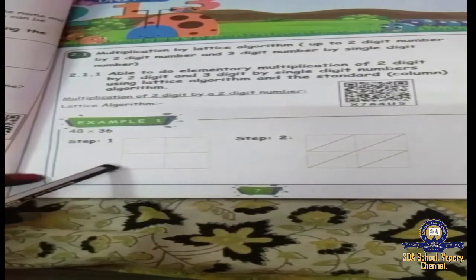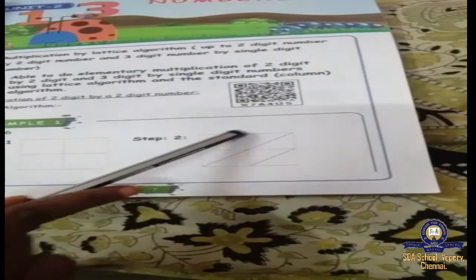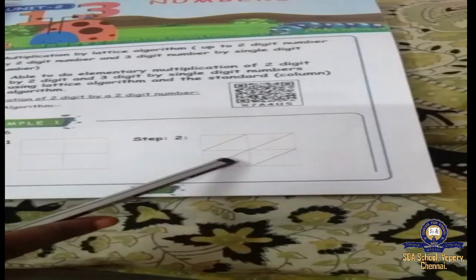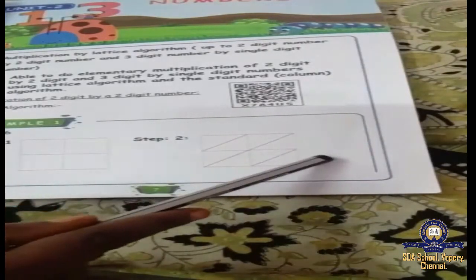Draw one square like this. In step 2 you have to draw a line. In the diagonal parts of each part you have to draw one diagonal line like this. Okay, this is step 2.